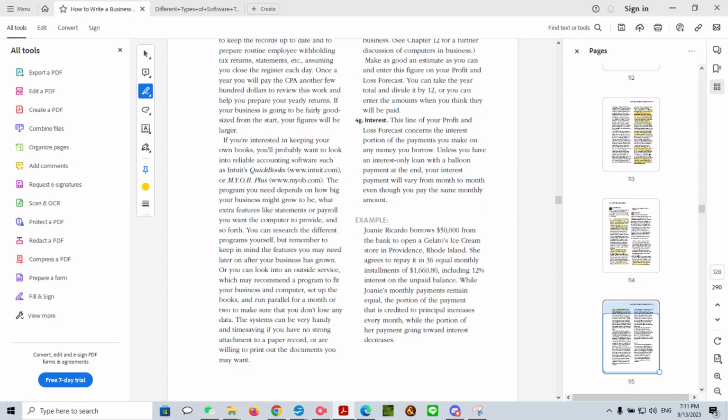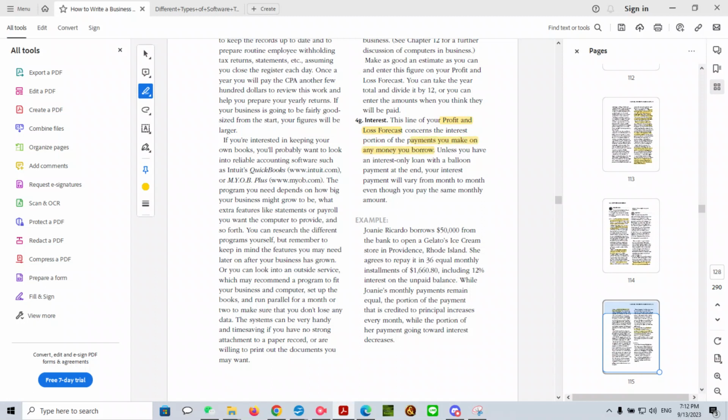Now, the other thing is interest. Interest is a percentage of the amount, a percentage of principal. Just like when you pay a loan, the interest paid is a percentage of the amount. In terms of earning interest, if we're talking about revenue now, not assets, that produces revenue. This would be a percentage on the money that you have in your account. So this is under your profit and loss forecast. It concerns the interest portion of payments you make on any money you borrow. So that could be liabilities.